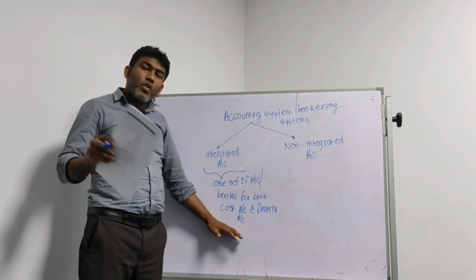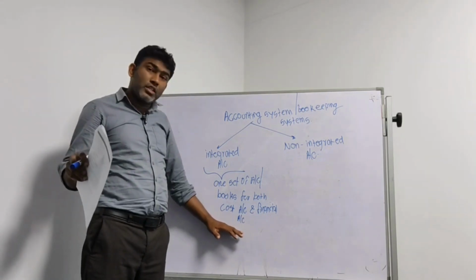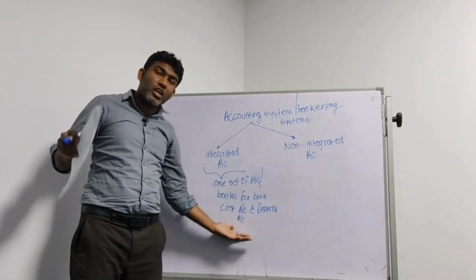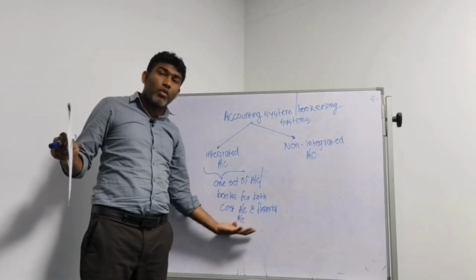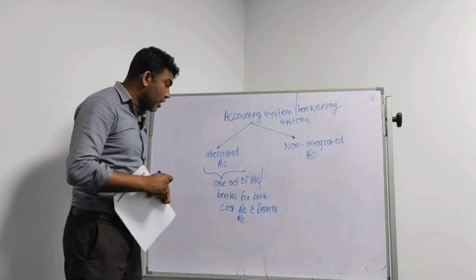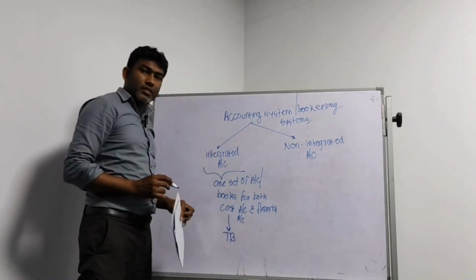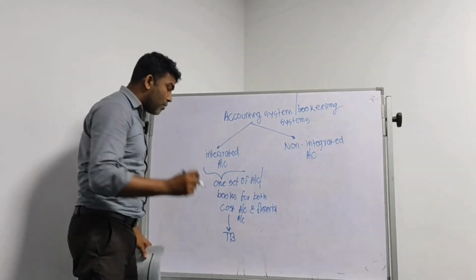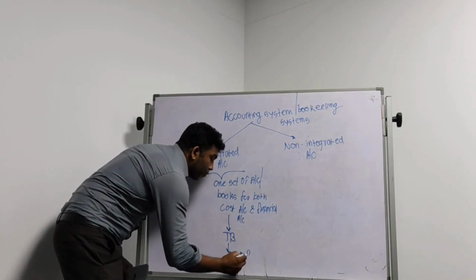In this case, you don't have two ledgers. So since you are having one set of ledger, one set of books for both financial accounting and the cost accounting, you can generate only one trial balance. Since you are having one trial balance, only one profit will be calculated.